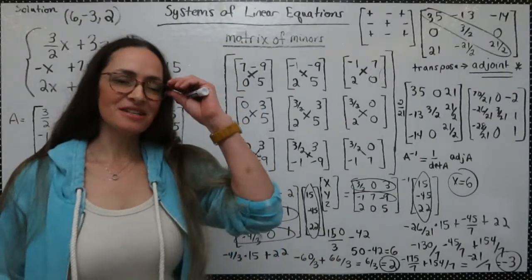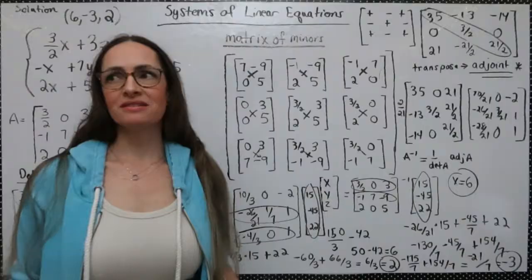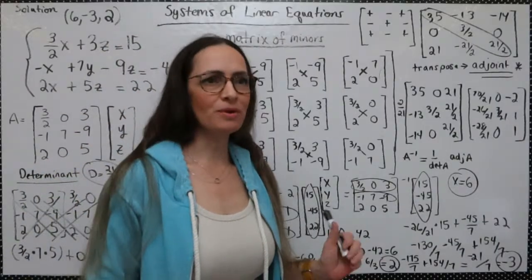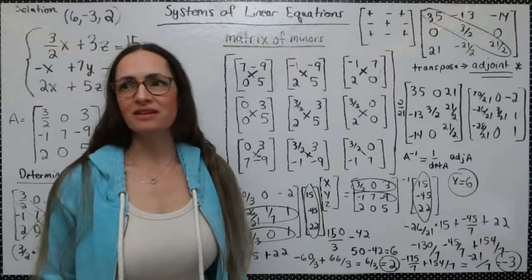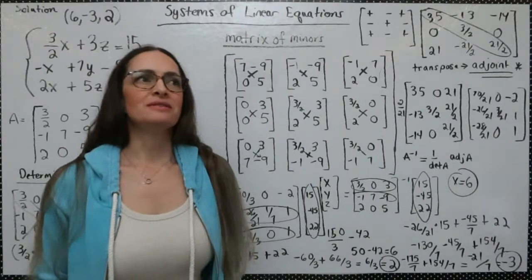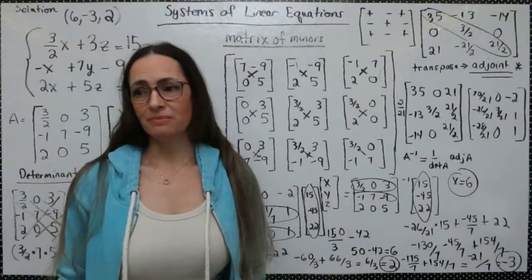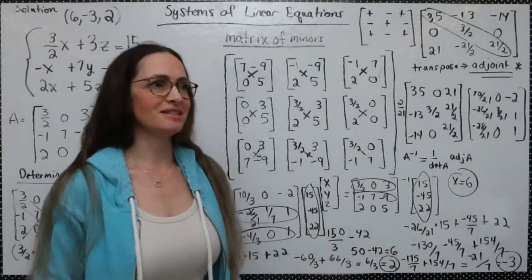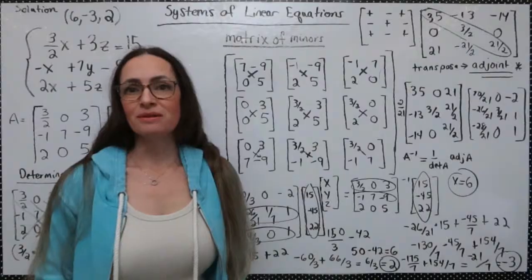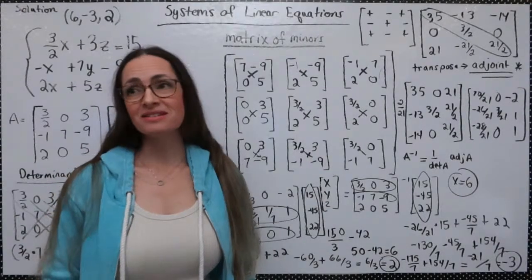All right, so what I'm doing tonight is I'm going to go through this process again, just one more time. I want to practice these systems with 3 variables using the inverse method, and I'm using a specific method for finding the inverse. It's using the matrix of minors and cofactors and finding the adjoint.